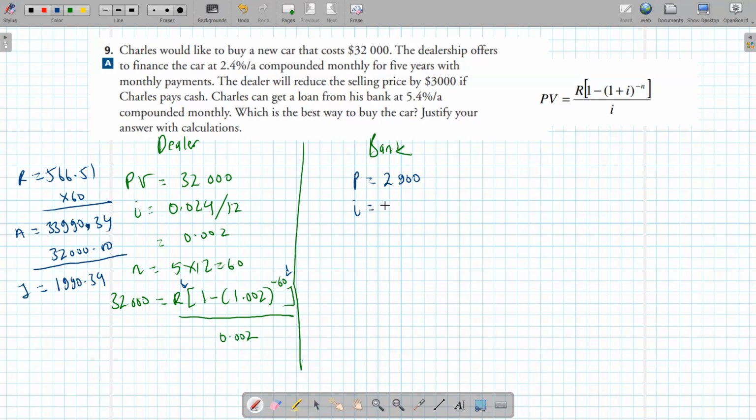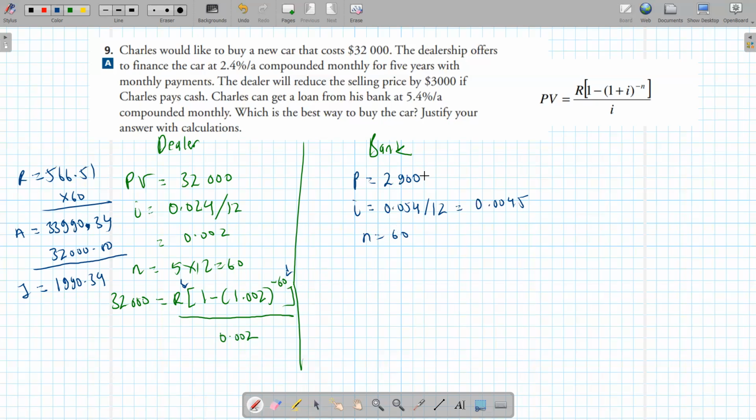29,000. Now, what's the interest rate from the bank? It is 5.4. Yeah. Compounded monthly. So 0.054 divided by 12, which is 0.0045. What's the N from the bank? Isn't it the same? Yeah, it is the same. N is still 60. Okay.